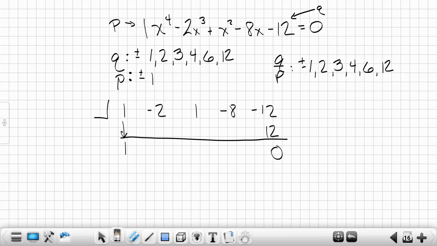What did we say? Oh, we should have been putting down. What have we tried so far? 1, 2, -2? All right. -1. 1 times -1 is -1. -2 plus -1 is -3. -1 times -3 is 3. 1 plus 3 is 4. 4 times -1 is -4. -8 plus -4 is -12. -12 times -1 is +12. Ding, ding, ding. We have a winner.